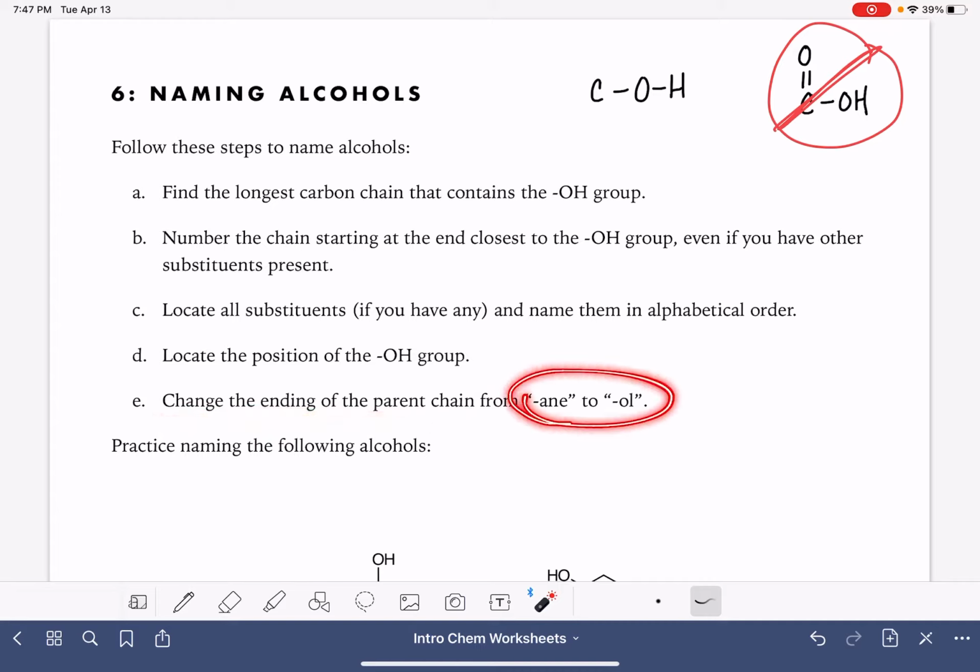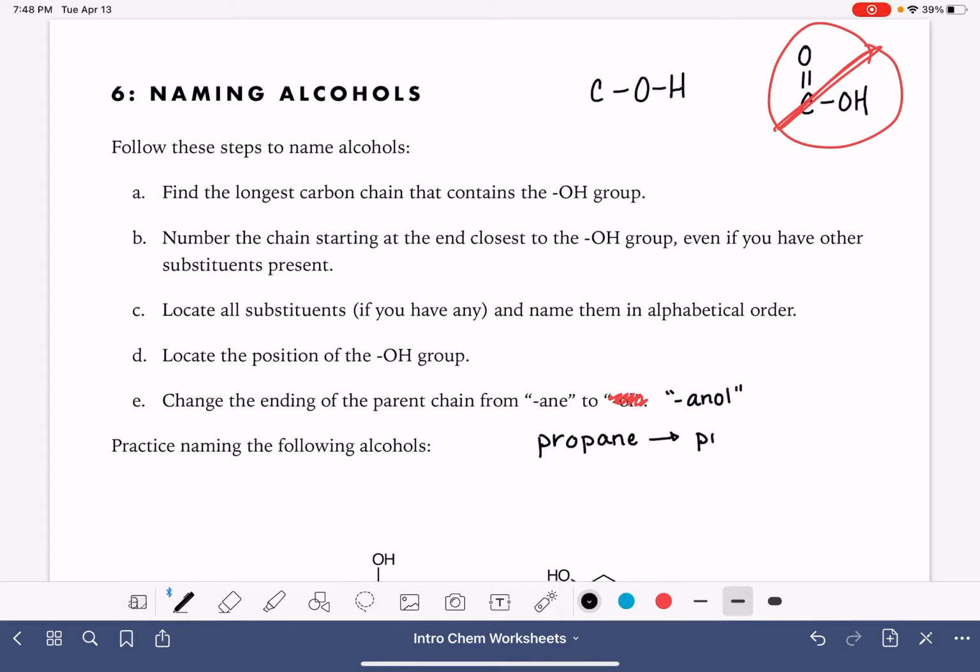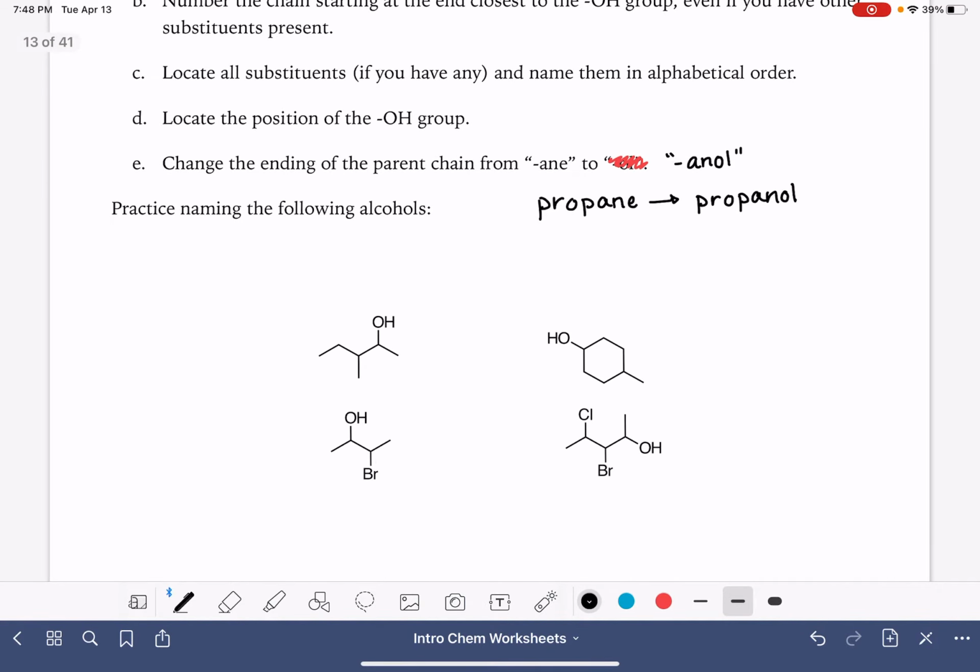Now, I'm not doing a really good job of describing the change that we need to make here. We actually just need to drop the E off of the ending and replace that E with OL. So we're going to keep the AN part, and we're going to simply drop the E and replace it with OL. So for example, if we had a 3-carbon chain, propane, and it was an alcohol, we would call it propanol, just dropping the E and replacing it with OL. Here are a few examples for us to practice.